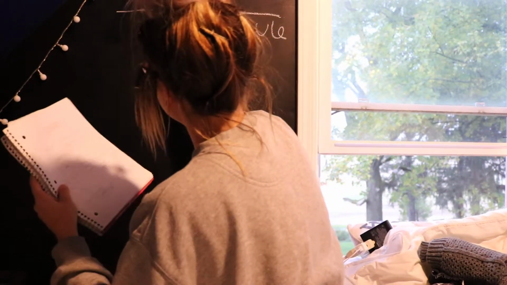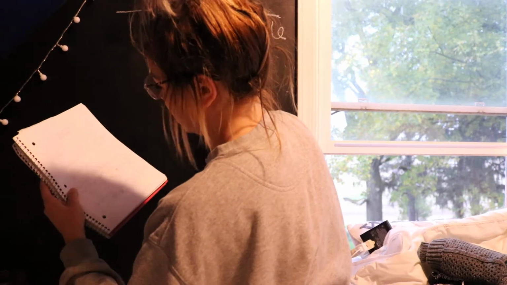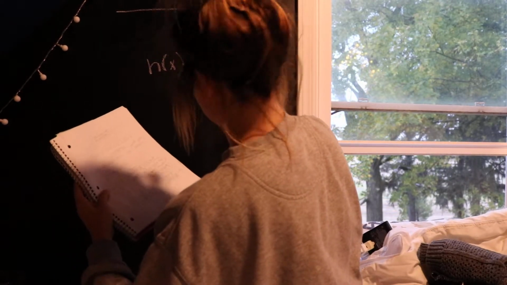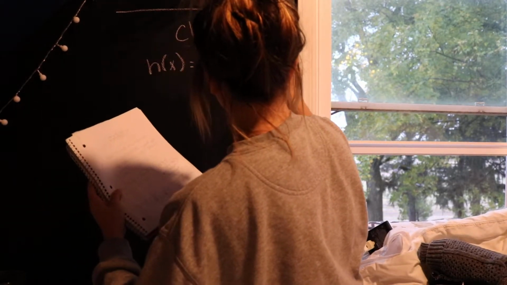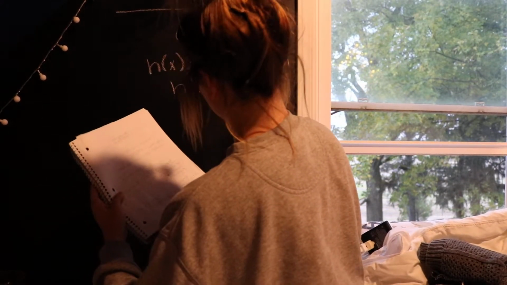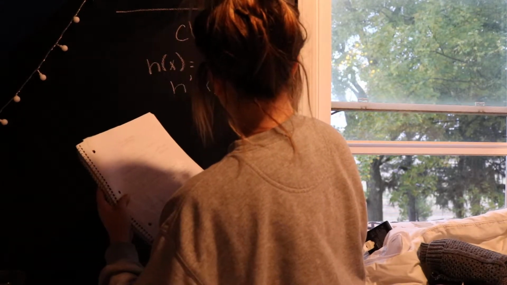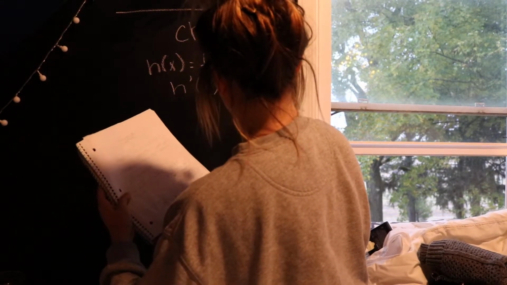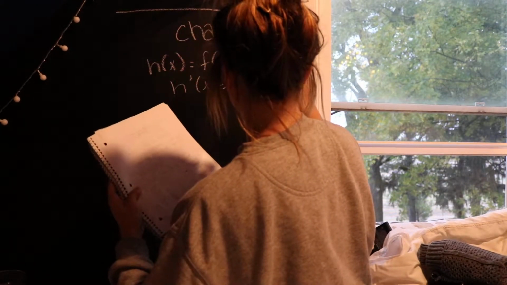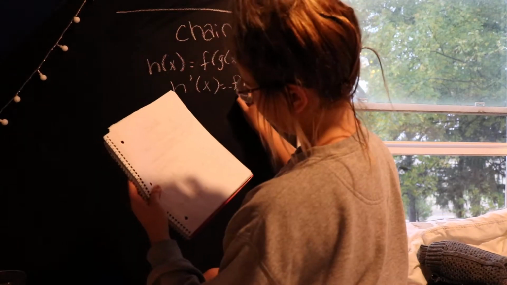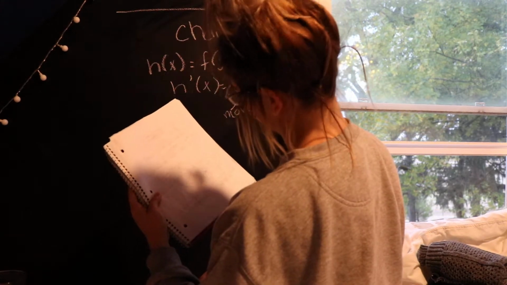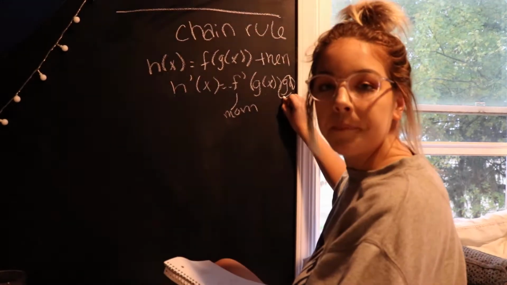So, if h of x equals f of g of x, then h prime of x equals f prime of g of x times g prime of x. So this is what we call the mama, and this right here is what we call the baby.